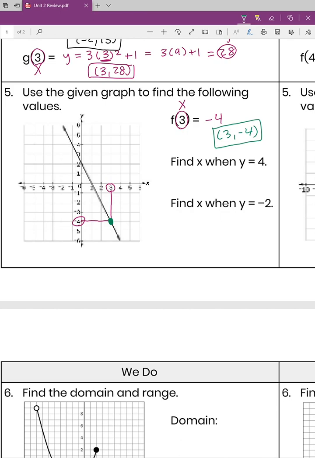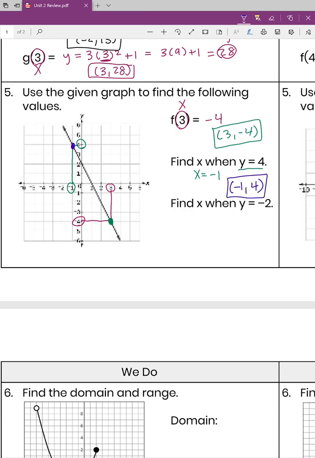Next, it says find x when y is 4. So when y is 4 this time, I'm going to find 4 on the y's, so right here. And I'm going to see where that value is on the x's. So right here. If we follow the 4 to touch the graph, we notice that that x value is negative 1. So x is equal to negative 1. And if we find that point here on the graph, that point is negative 1, 4. That's our answer.